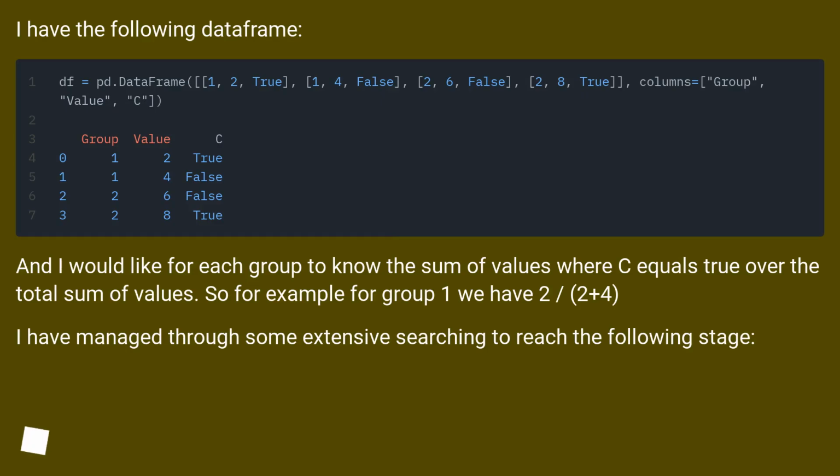Pandas groupby get filtered sum over total sum. I have the following data frame, and I would like, for each group, to know the sum of values where C equals true over the total sum of values. So for example, for group 1 we have 2 over 2 plus 4. I have managed through some extensive searching to reach the following stage.